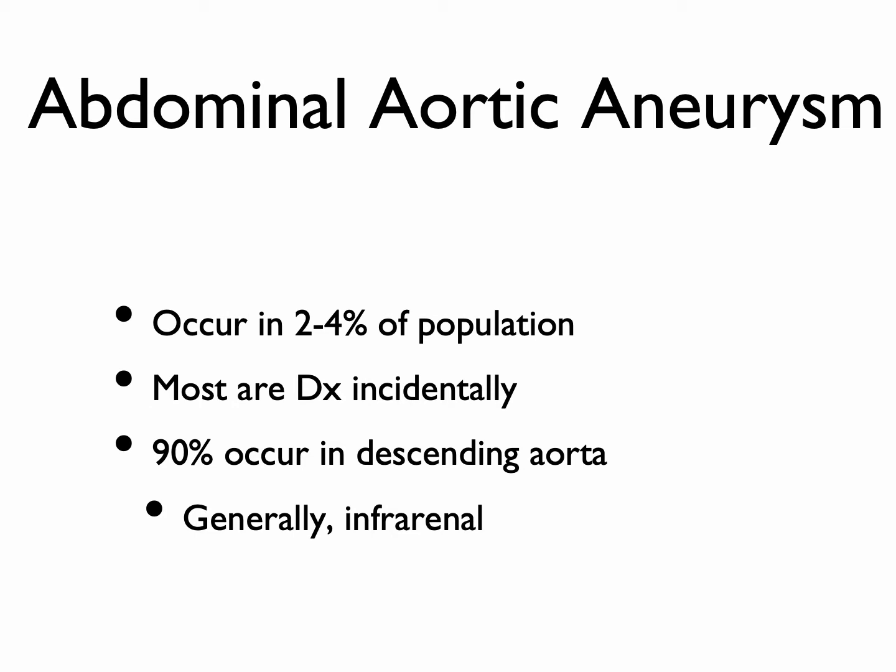So just doing a bit of a recap from this patient. This patient has an abdominal aortic aneurysm that has ruptured. And so abdominal aortic aneurysms without rupture occur in about 2 to 4% of the population. And most of these are diagnosed incidentally or picked up on other imaging for some other reason. 90% of these involve the abdominal aorta, and they're generally infrarenal, so below the renal arteries.